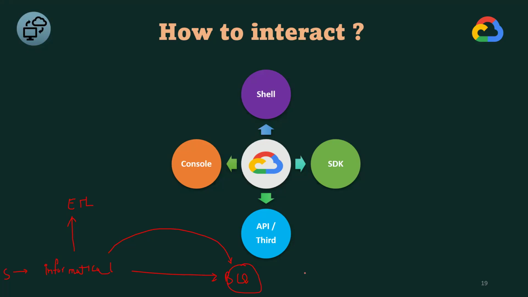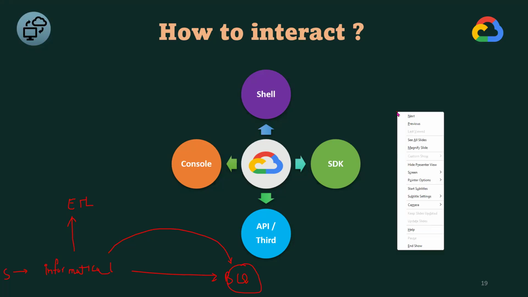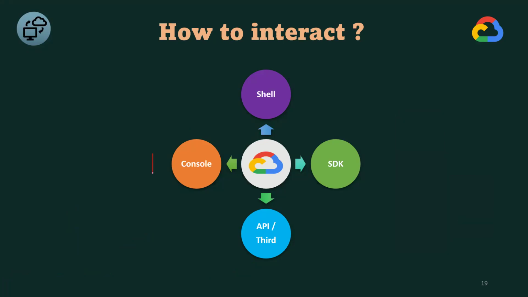So this is the fourth way of interacting with the GCP services, guys. Mainly as a data engineer, you will be working on Cloud Console, Cloud Shell, and Cloud SDK. You will also work on this, but it depends on your client requirement. So these are the four ways that you can interact with the GCP services, guys. Anyone have any questions?